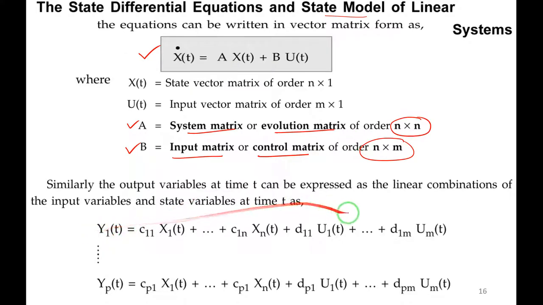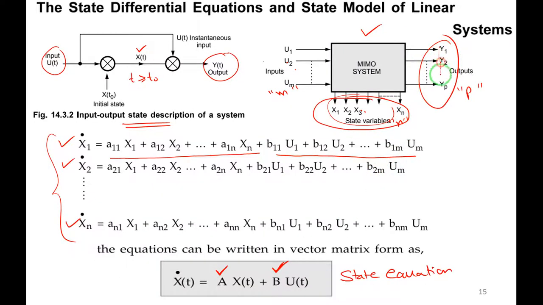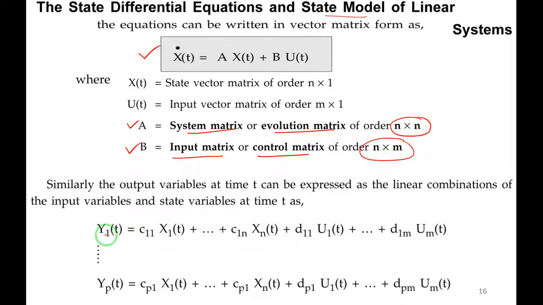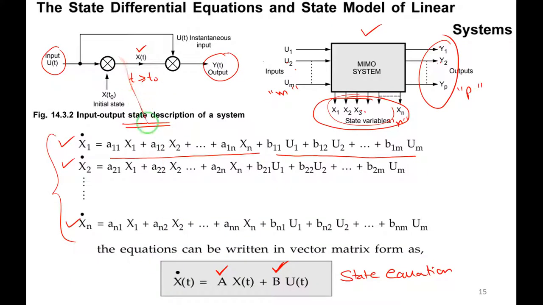Let me concentrate on y1 of t, y2 of t and so on. The equations can be written as y1 of t, which depends on the state variables and the inputs. I cannot use the letters A, B the same, because they are already used for the state equations. Next we'll use the letter c, c11, c1n for the states and d for inputs. So generally we will write y1, y2 and so on up to yp, just like the state equation, to represent the output equation.